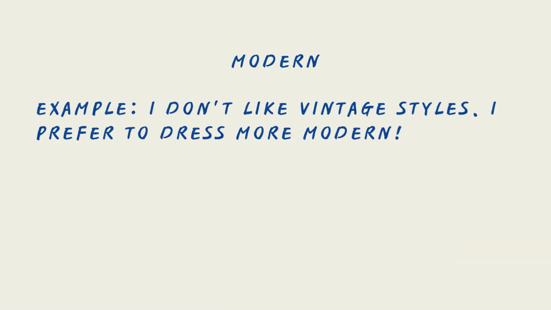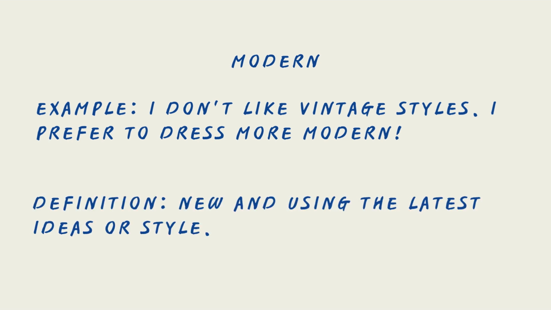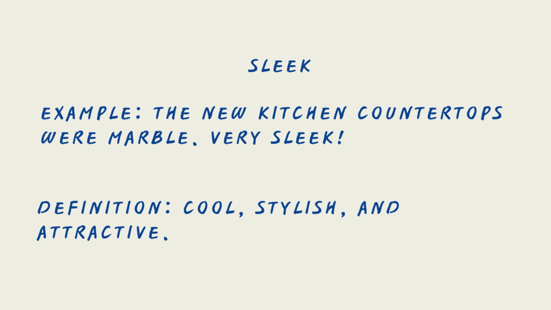Modern. Example: I don't like vintage styles. I prefer to dress more modern. Definition: new and using the latest ideas or style. Sleek. Example: the new kitchen countertops were marble, very sleek. Definition: cool, stylish and attractive.